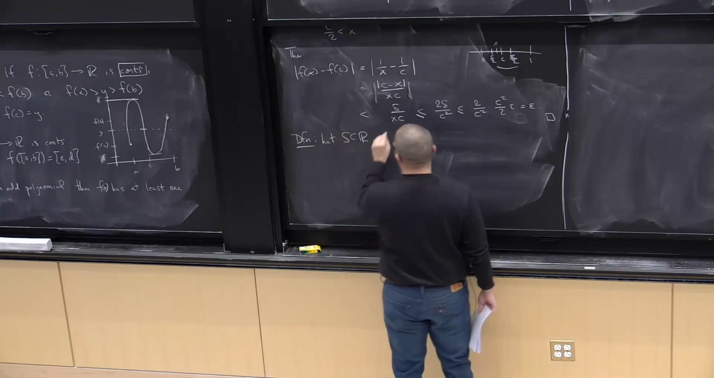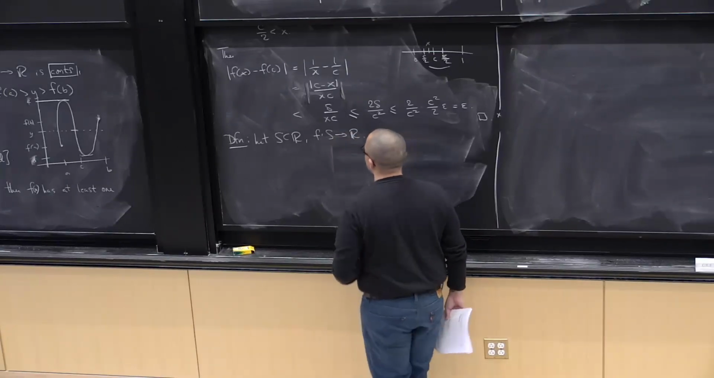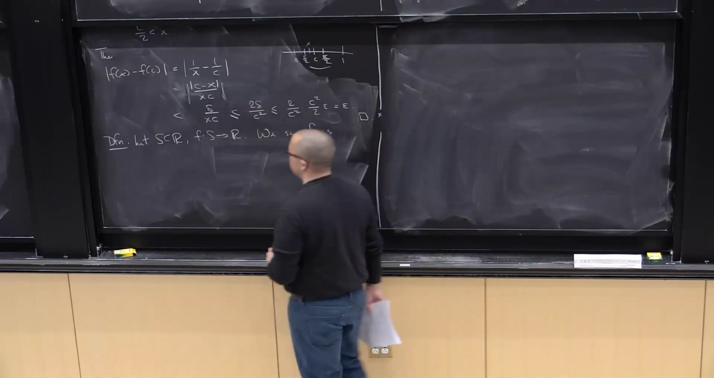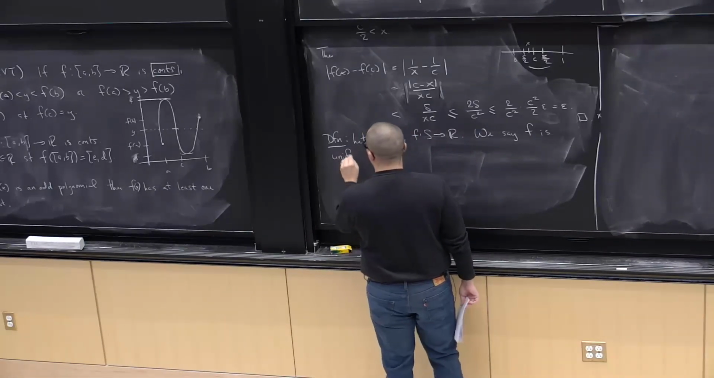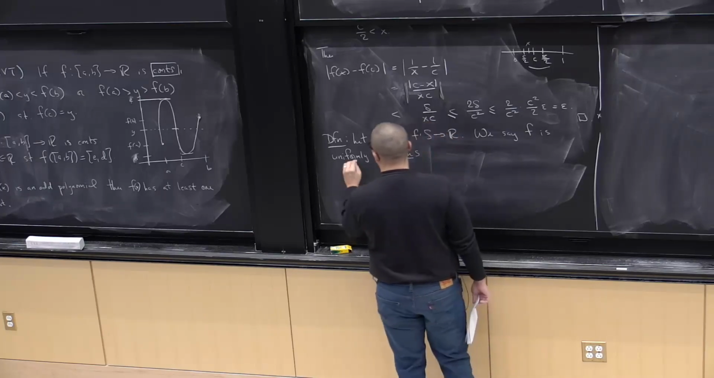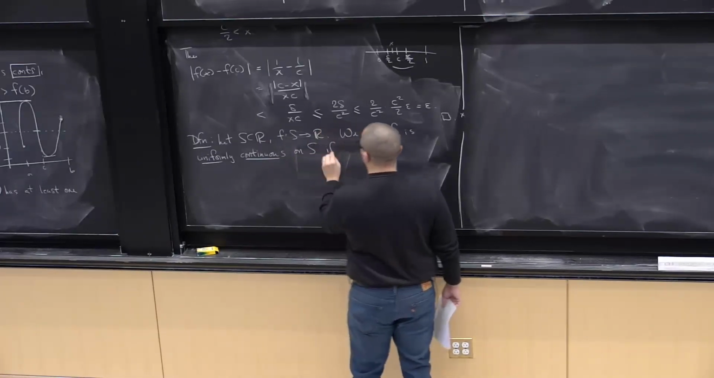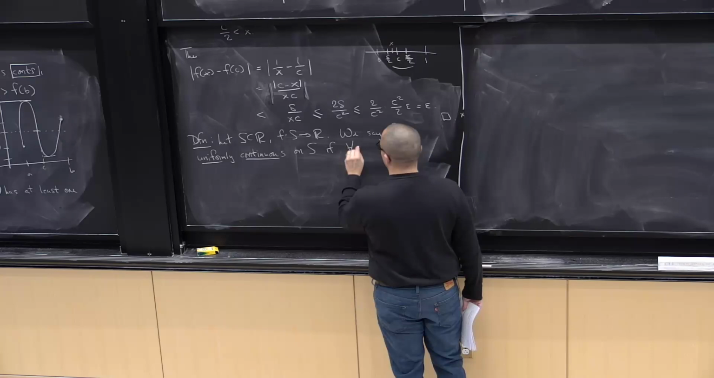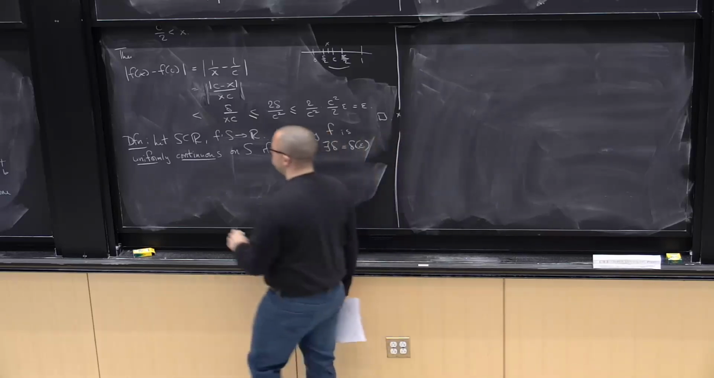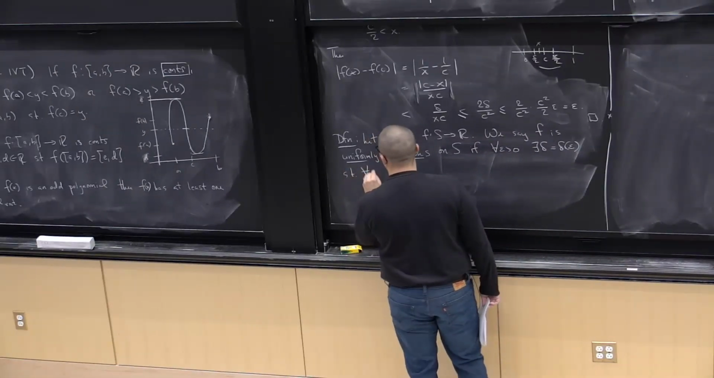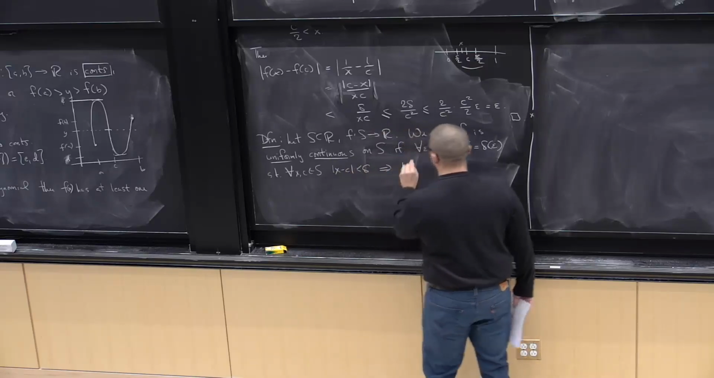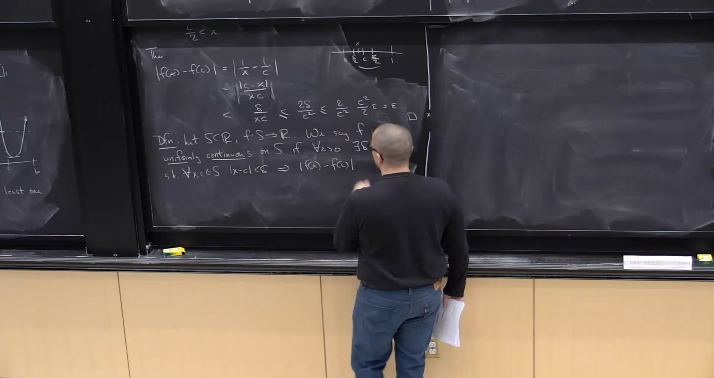Let S be a subset of R, f going from S to R. We say f is uniformly continuous on S if, for all epsilon positive, there exists a delta depending only on epsilon such that for all x, c in S with |x minus c| less than delta, we get that |f(x) minus f(c)| is less than epsilon.